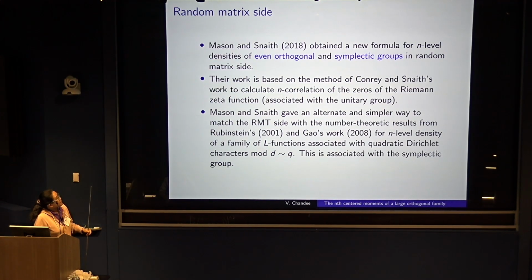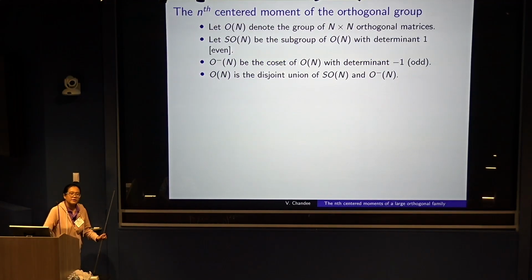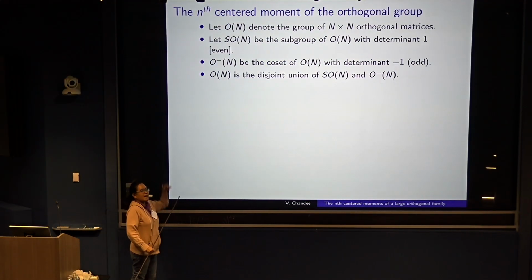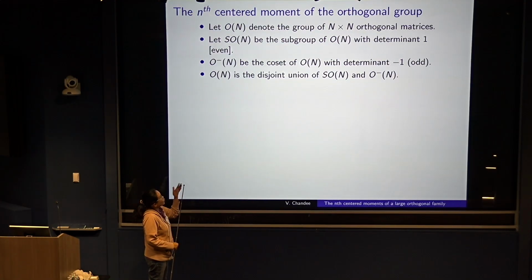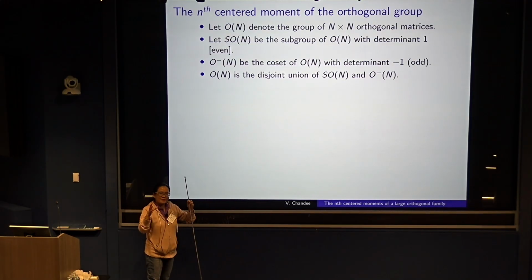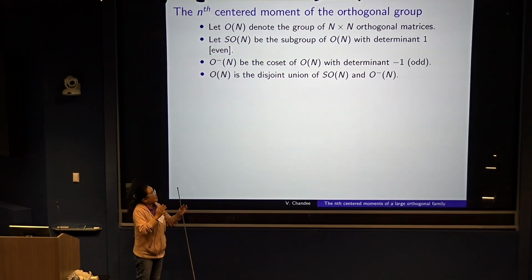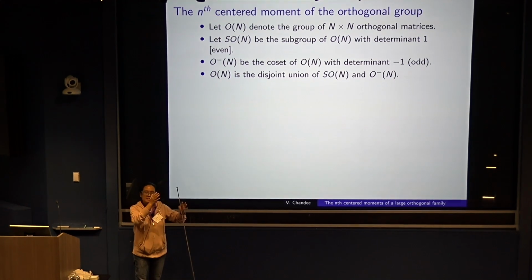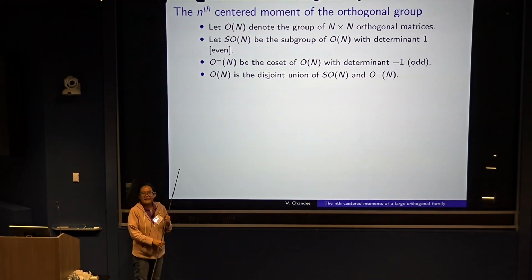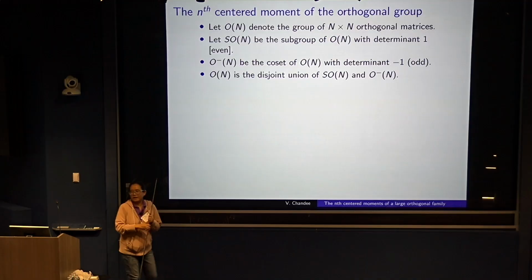All right, so now we're going to define the n-centered moment for the orthogonal group. And this is what we set up to calculate. So let O be an orthogonal matrix. The orthogonal group can be separated into two parts. The first part is called even orthogonal. This is the part where the determinant equals 1. The other part we call odd orthogonal, and this part has determinant -1. So the orthogonal group has determinant plus or minus 1, and the full orthogonal group is the union of even and odd.